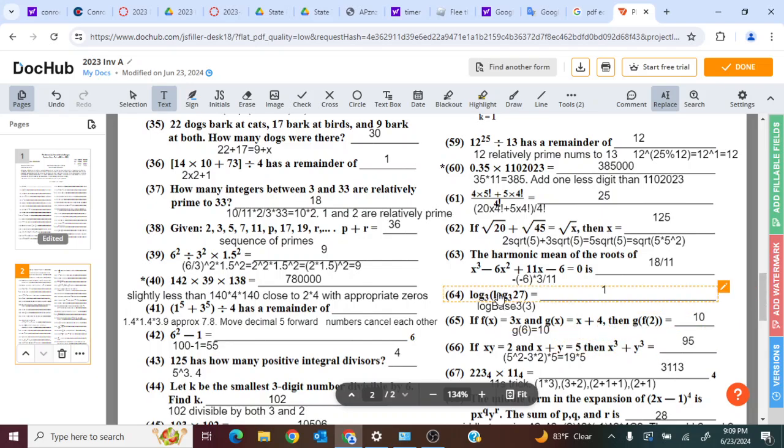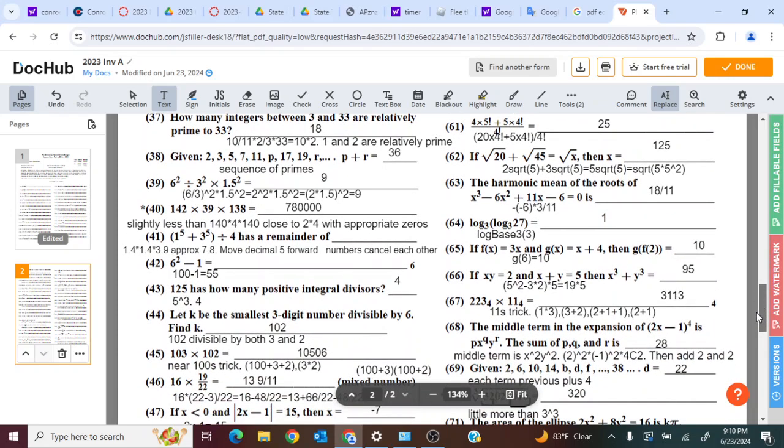Now log base 3 of 27, well, log base 3 of 27 is 3, and log base 3 of 3 is 1. If f of x is equal to 3x and g of x is equal to x plus 4, then g of f of 2 is what? Just plug in your values. G of 6, 10, you got it.